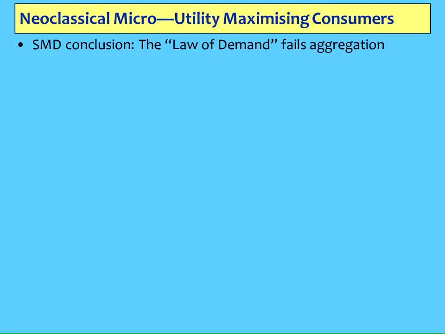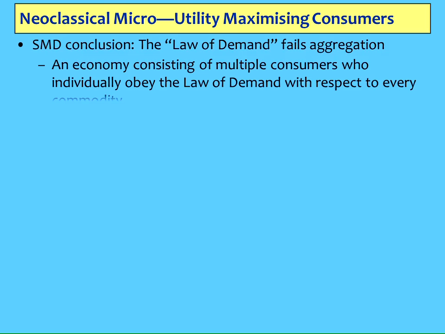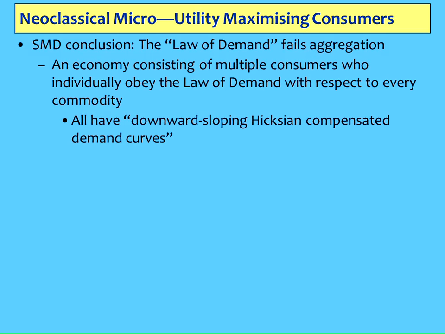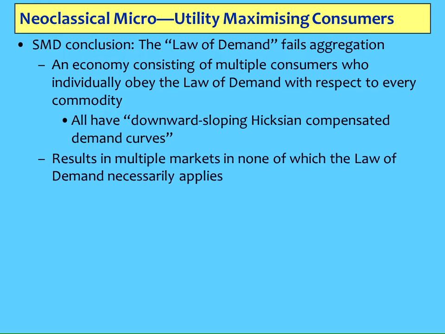What about plural? What about more than one consumer? Well, the conclusion of the SMD conditions, Sonnenschein-Mantel-Debreu, SMD is much easier to say than that, is the law of demand fails aggregation. If you have an economy with multiple consumers who individually do obey the law of demand with respect to every commodity you present them with, so they've all got downward sloping Hicksian compensated demand curves, none of them are irrational, as neoclassical economists define irrational, it'll result in markets in which the law of demand does not necessarily apply.